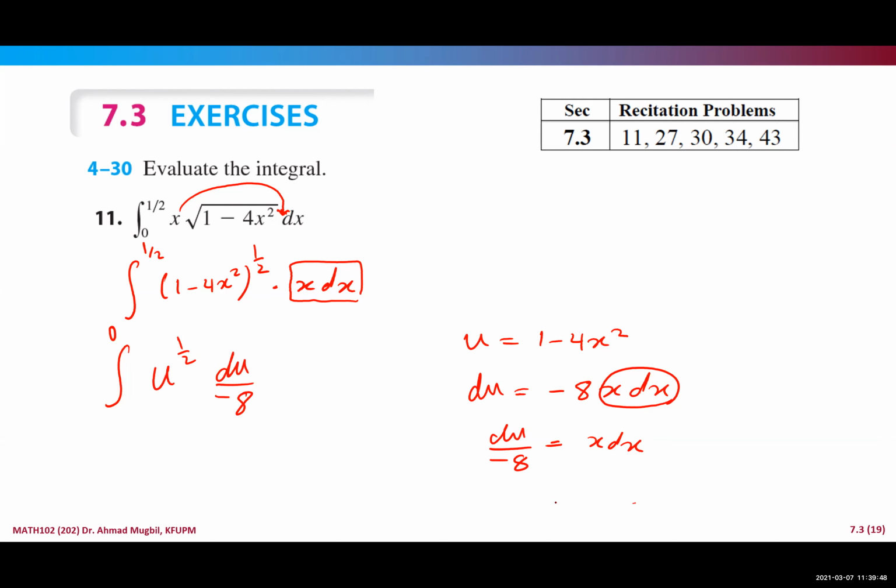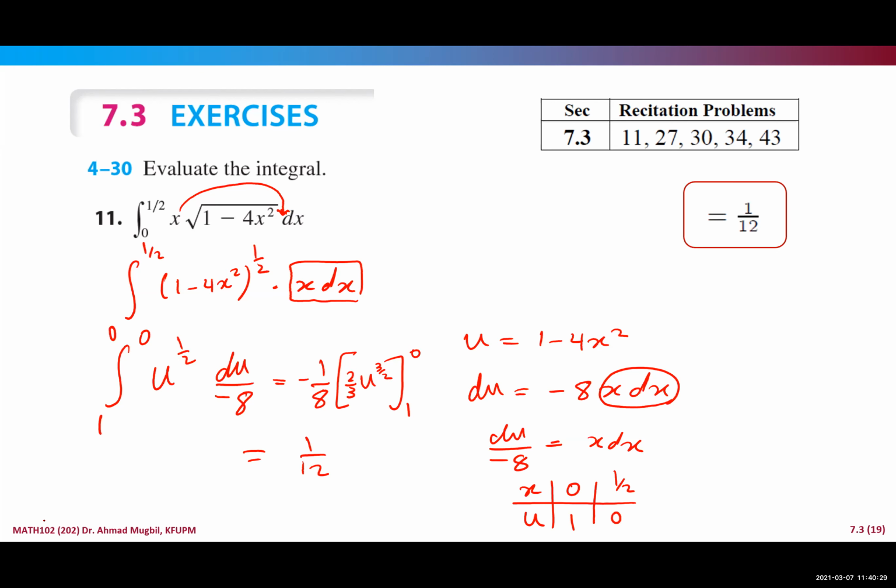Now you need to find the limits. When x is 0 and when x is half, what will happen? If x is 0, u will be 1. When x is half, this will be a half squared times 4, which is 1, and 1 minus 1 is 0. So it will be from 1 to 0, and you can write this as negative 1 over 8. By the way, you can change this negative; it's okay. And you know how to integrate u to the power half: it is u to the power 3 over 2 multiplied by 2 over 3, from 1 to 0, which will be, of course, 1 over 12 as shown in the final answer there.